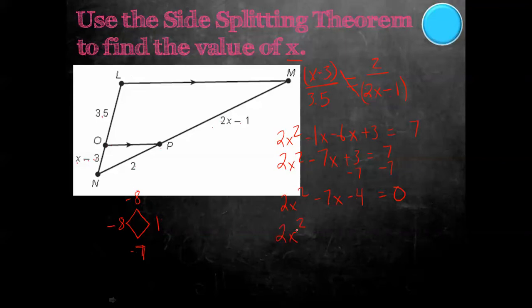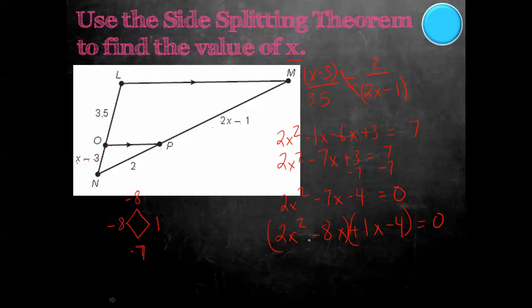So now I'm going to plug this in. So I'm going to take these two numbers, negative 8 and 1, and I'm going to replace them with these two with the negative 7x in the middle right here. So I'm going to make this bigger now. I'm going to take 2x squared minus 8x plus 1x minus 4 equals 0. I'm going to group these together.